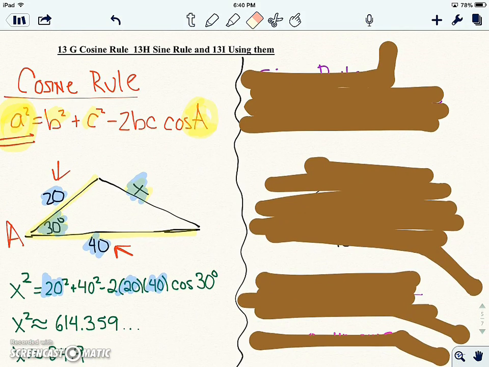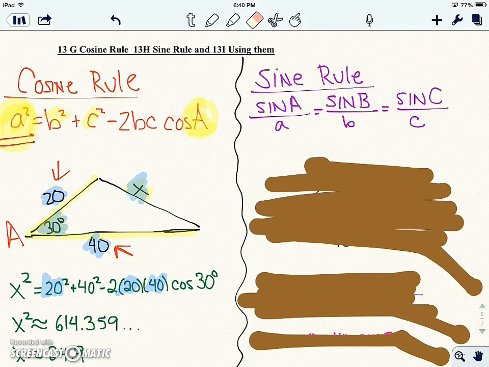The other formula is the sine rule. It's the sine of some angle A divided by its opposite side equals the sine of B divided by its opposite side, and the sine of C divided by its opposite side. Basically, you just pick an angle and its opposite side and set it equal to another angle and its opposite side. So you pick 2 out of the 3. You could also put the a, b, and c on the top and the sine of the corresponding angles on the bottom. It doesn't matter which way you use this formula. Let me show you an example.